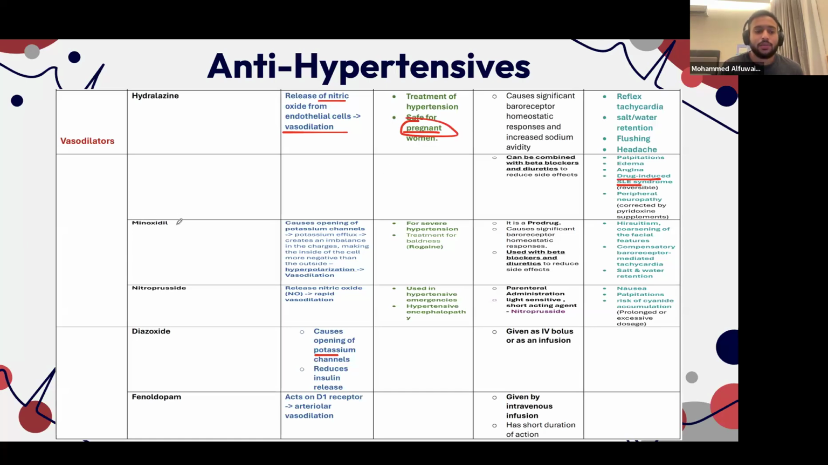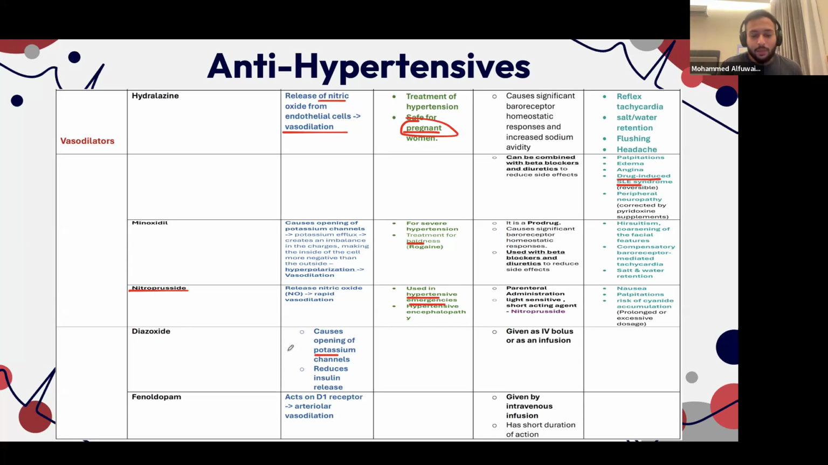Then you have minoxidil, which basically opens potassium channels, causes repolarization. This is good for baldness. Is it usually given for hypertension? Not much, okay? Nitroprusside, nitric oxide, just remember hypertensive emergency, okay? Nitroprusside. That's all you need to remember for this drug.